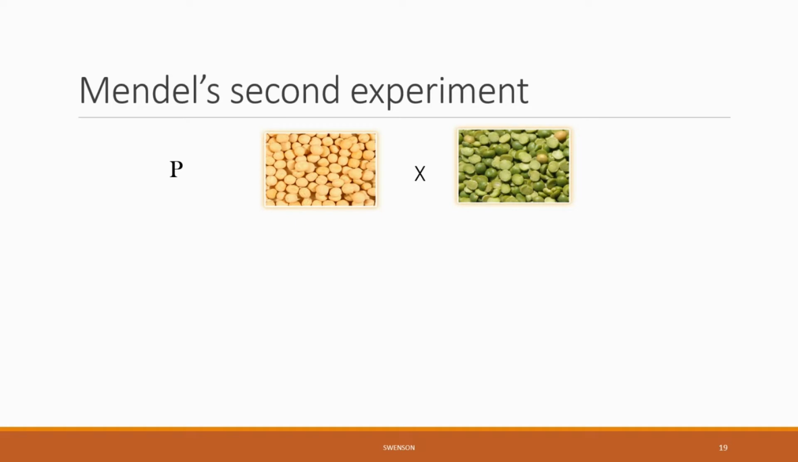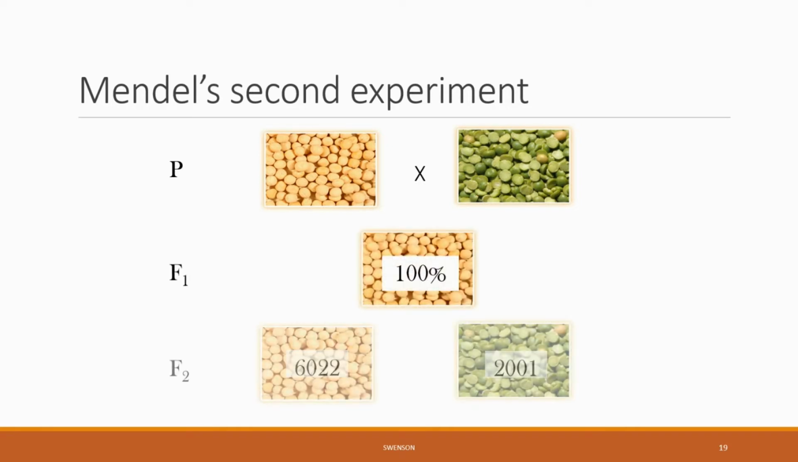Mendel repeated this experiment using true breeding yellow peas and true breeding green peas. And again, the F1 generation produced 100% yellow peas. And the second generation produced 6,022 yellow peas and 2,001 green peas. This ratio would be roughly 3 to 1. So Mendel was able to confirm this pattern of inheritance between true breeding peas in both F1 and F2 generations for both round and wrinkled seeds, as well as yellow and green peas. So, how can we explain this phenomenon?